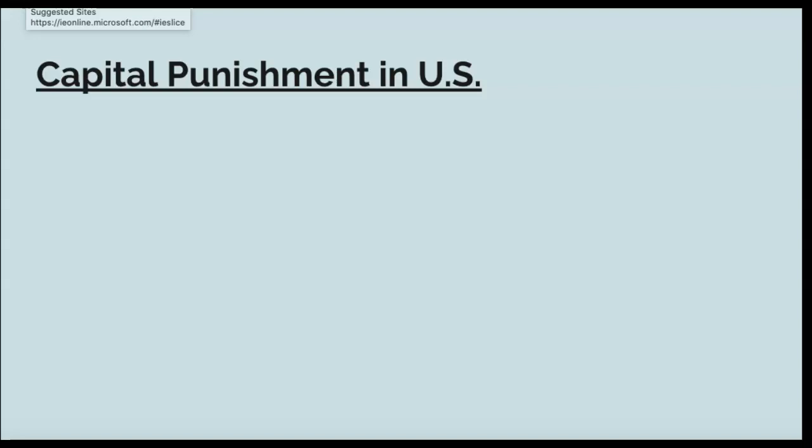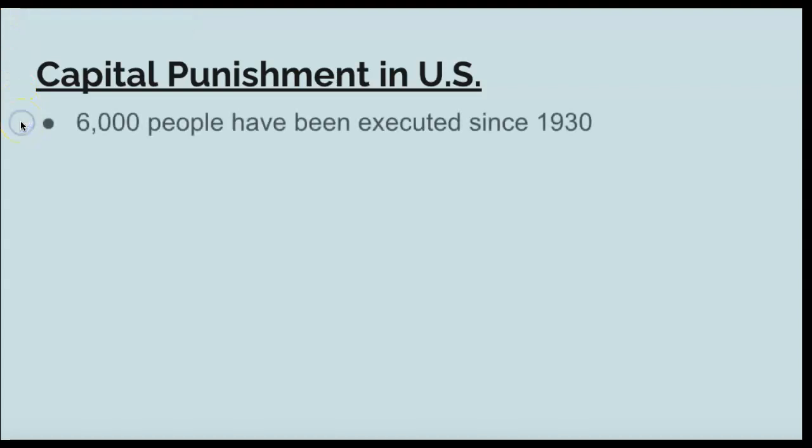In case you are unfamiliar with the term capital punishment, the definition is the legally authorized killing of someone as punishment for a crime. We're going to be looking at a few statistics. First one being that the United States started keeping records of capital punishment starting in 1930. Since 1930, there have been 6,000 people that have been executed as the punishment for their crime.